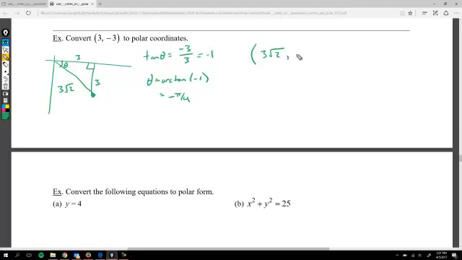3 root 2 and negative pi over 4 is our angle. All right.